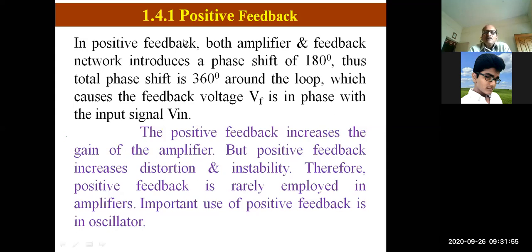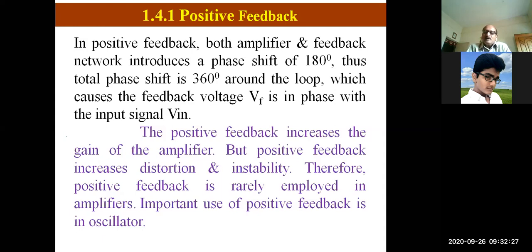Here we say that in positive feedback, both the amplifier circuit and the feedback circuit network introduce a phase shift of 180 degree. The amplifier circuit produces a 180 degree phase shift. That means when we give a positive half cycle input, we get a negative half cycle at the output. That means there is a 180 degree phase shift between output and input.